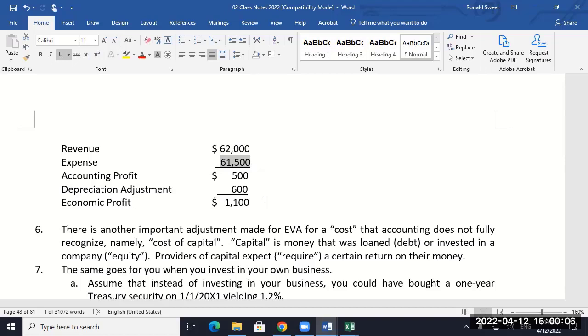Well, to me, that's an economic cost, right? Because she started this business, but she could have been working somewhere for 60,000. So paying herself 60,000 for her time, that's valuable. That makes sense to me. That would be an economic cost that she should include.